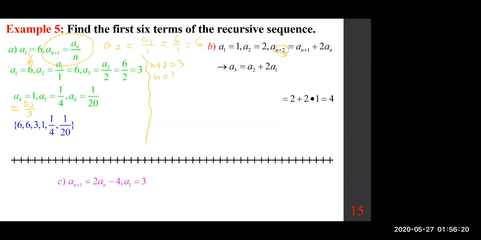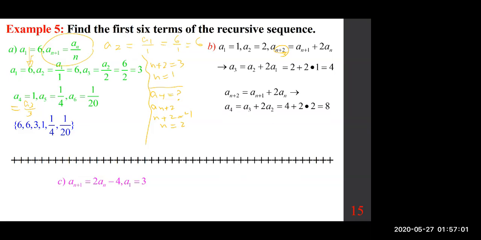And so it's 4. If I want the next one, then a sub n plus 2 means n plus 2 must be 4 and n becomes 2. Now, that means a sub 4 must be a sub 3 plus 2 a sub 2. And you get to 8.